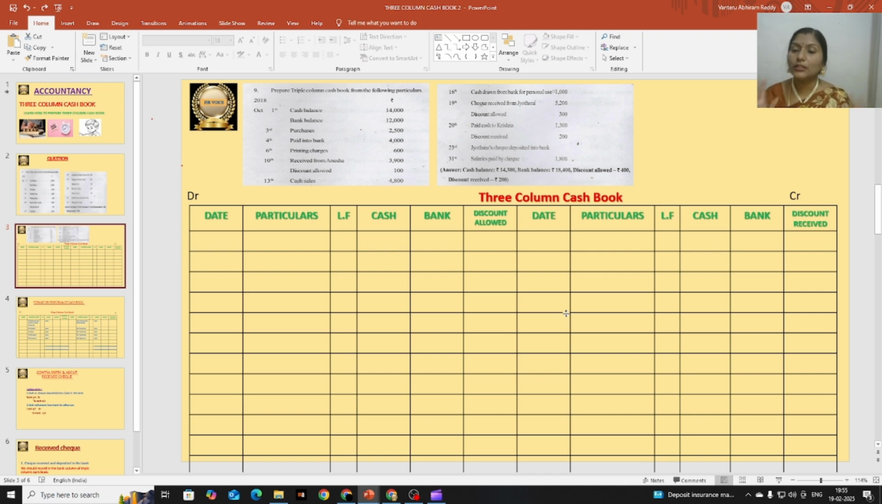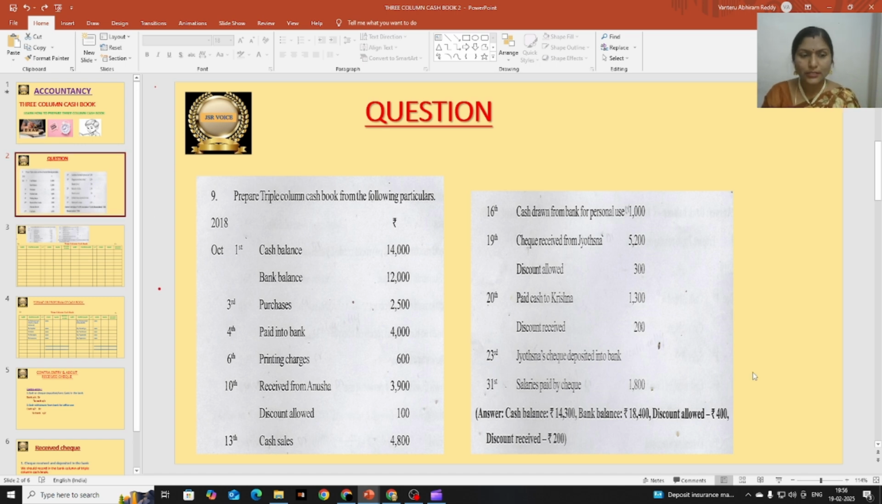You have to draw these columns first. Then we should look into the question. Each and every transaction will be recorded here on the proper side, and we should record the amount also in the proper column. This is because this is a 3-column cash book, so 3 amount columns are there. So let us discuss the question and let us prepare. Here you have the question, and I will show the question here once again. See the question once.